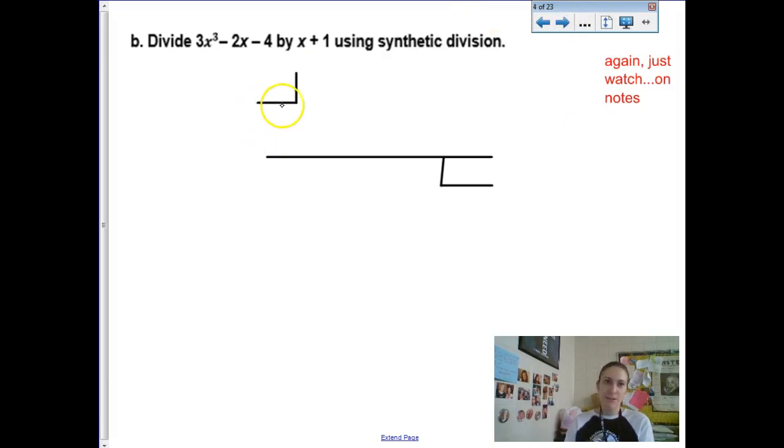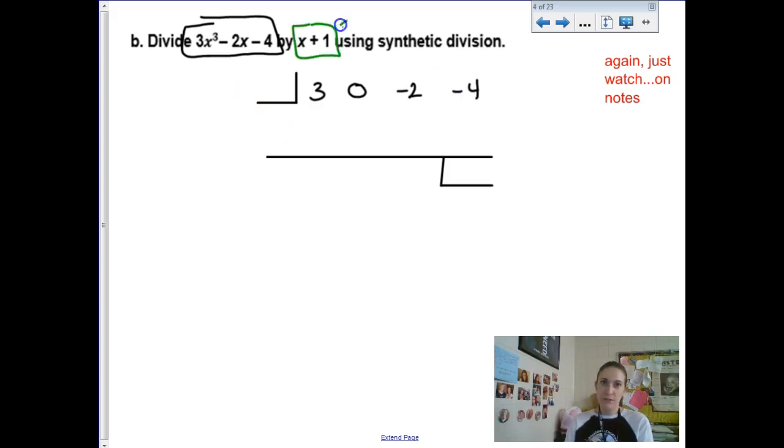So it starts off with a little half box. Leave some space. This little line here indicates our solutions. We'll go below it. And what you're going to do is take your coefficients in standard form order and line them up over here. So 3, and then remember we had no x squared term, and then negative 2x, and then a minus 4. Then inside the box is the solution to this linear factor. So the solution would be a negative 1.